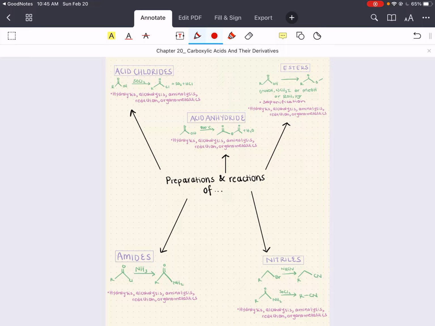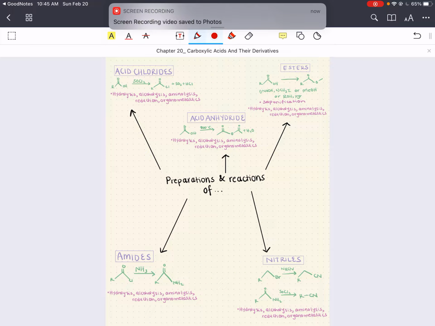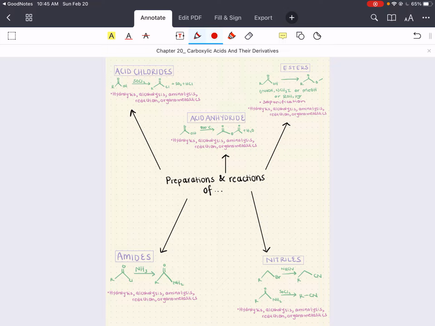Today we're going to go ahead and finish the second half of chapter 20. Now, previously we've learned how to name carboxylic acid derivatives, and we learned the basics of acyl nucleophilic substitution reactions. Now we're going to focus on the preparation and reaction of each carboxylic acid derivative.